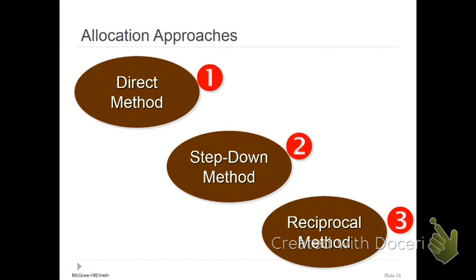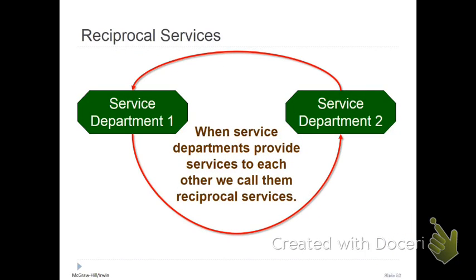There are three methods to do this. For purposes of this class, we're going to talk about the direct method and the step-down method. The reciprocal method gets very, very complex, and I'll briefly describe what's going on, but we're not going to talk about that in any great detail. Quick note on terms here. When one service department provides services to another service department, we call them reciprocal services.